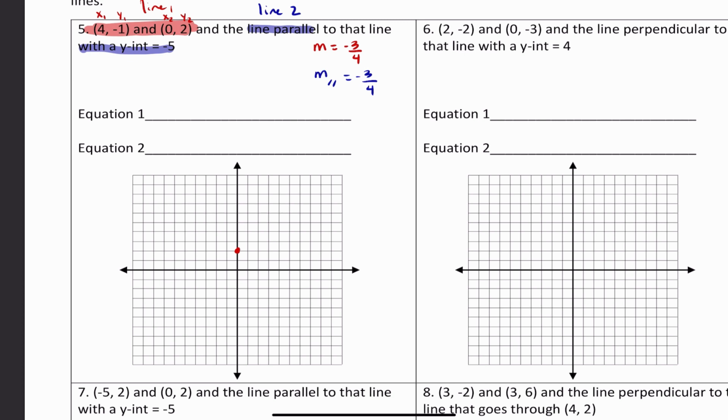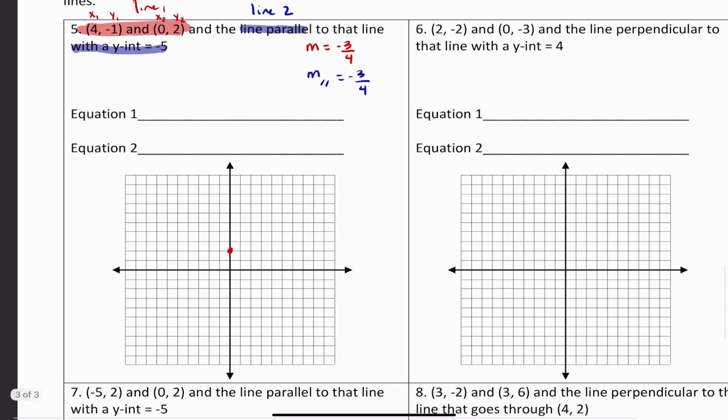Now I'm going to use my slope, which is negative 3 over 4. So I'm going to go down 3, right 4, down 3, right 4, right? Yep. And I'm going to do the opposite. I'm going to go up 3, left 4. 1, 2, 3, 4. And then if I adjust this a little bit, that is line 1, or equation 1.